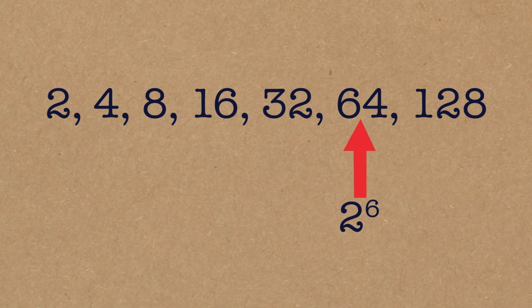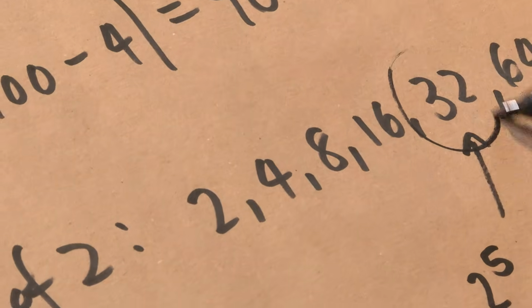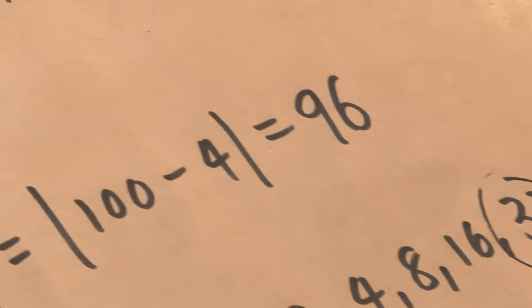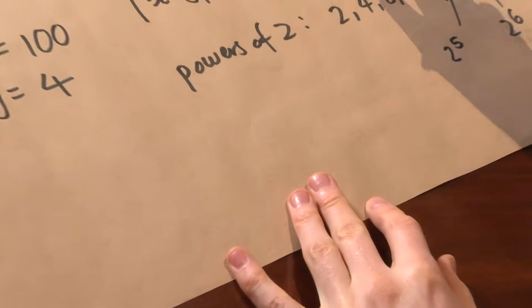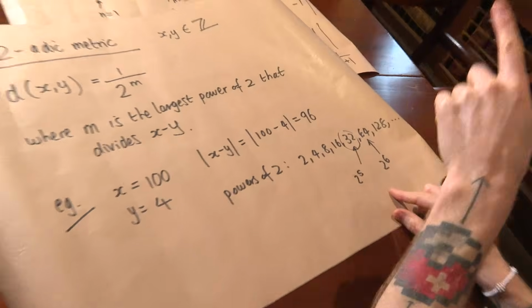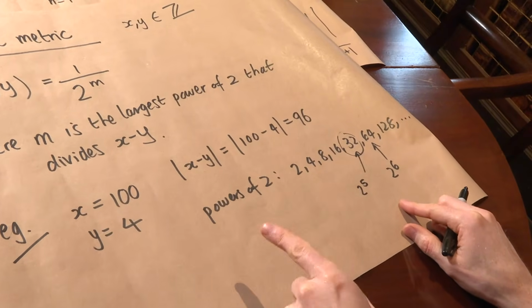64, well, that's 2 to the 6, but 64 doesn't divide 96. It's smaller than it, but 64 times 2, which would be the next smallest thing you could have, wouldn't give you 96. So we actually need to go down to 2 to the 5, which is 32, which perfectly divides 96. So 2 to the 5 is 32. 32 times 3 gives us 96. 2 to the 5 divides the difference between our numbers.